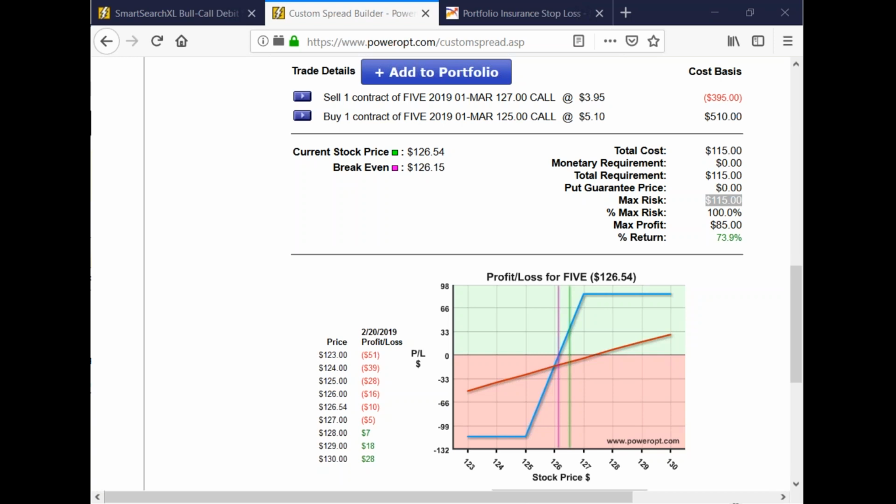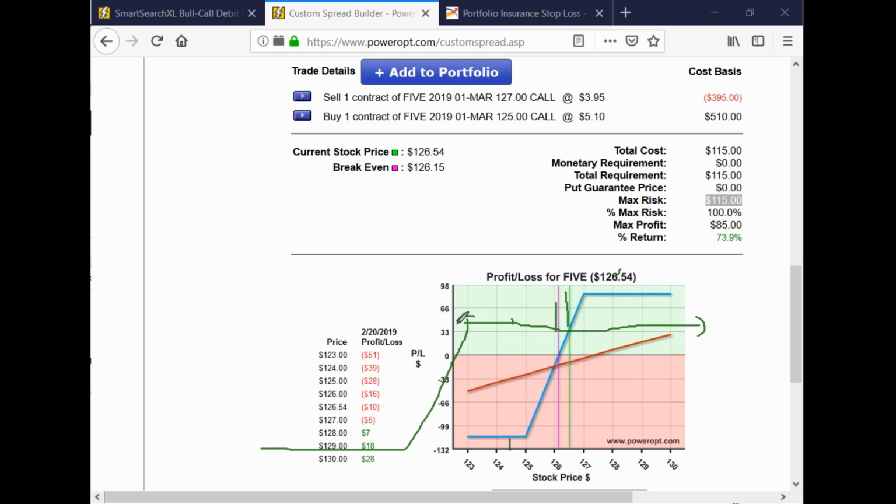What is the difference? Let me say this. What is the main difference between the first spread I showed with selling the 123 call and buying the 120 for only that 25% profit? Well, remember the stock's at 126, right about here. Oh, I'm sorry, it's a green line right about here.